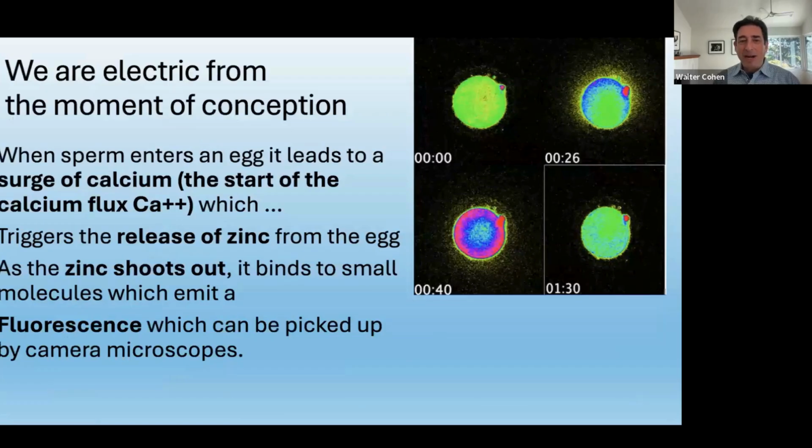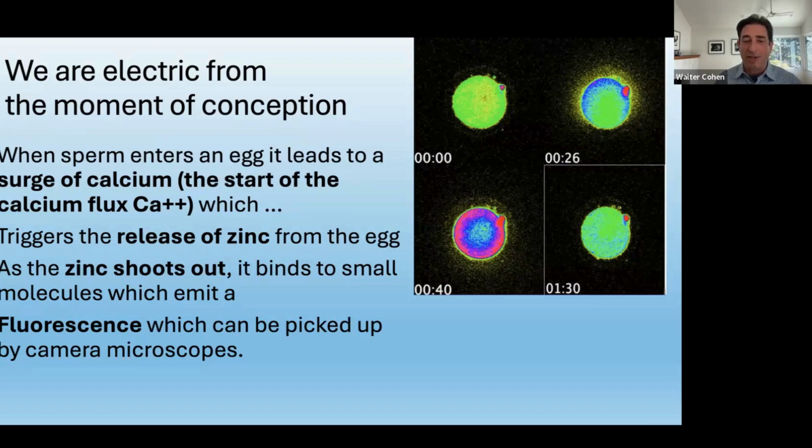We are electric from the moment of conception. When the sperm enters the egg, it leads to a surge of calcium, and that causes the release of zinc from the egg. I'm sorry, I want to say that again. We get a surge of calcium in the egg, which causes the release of zinc out of the egg.